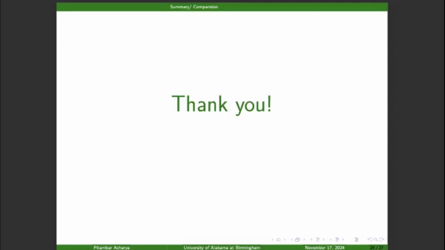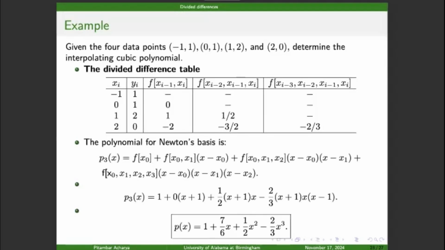Thank you for this wonderful presentation. I was just curious. You said the divided difference is important in constructing the Newton interpolation polynomial. So what actually are the advantages of the divided difference in the Newton polynomial compared with the Lagrange polynomial?